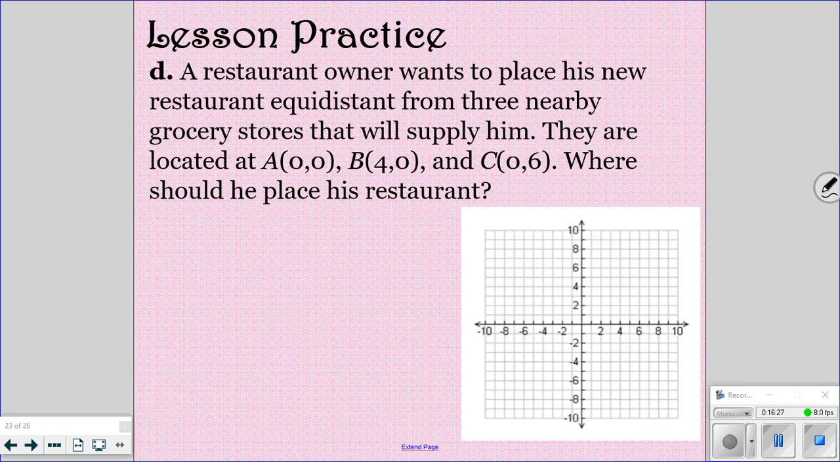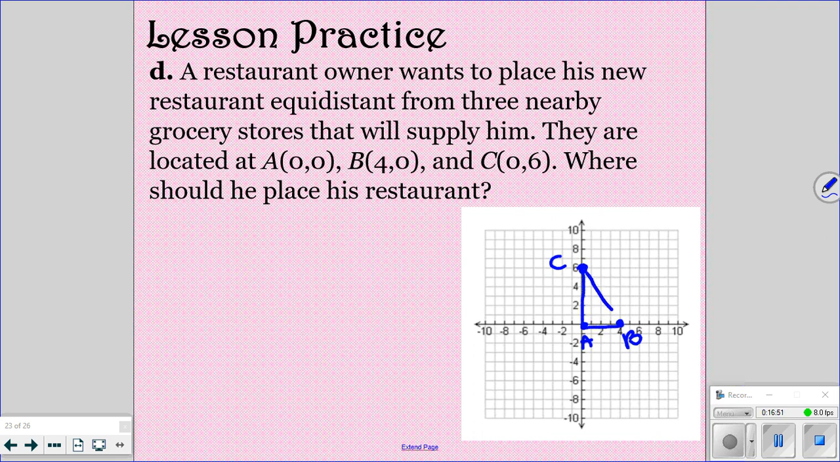We have a restaurant owner that wants to place his new restaurant equidistant from 3 grocery stores, and they're located at (0,0), (4,0), and (0,6). Where should he put the restaurant? So the first thing you want to do is to graph it. So we have A, B, and C.